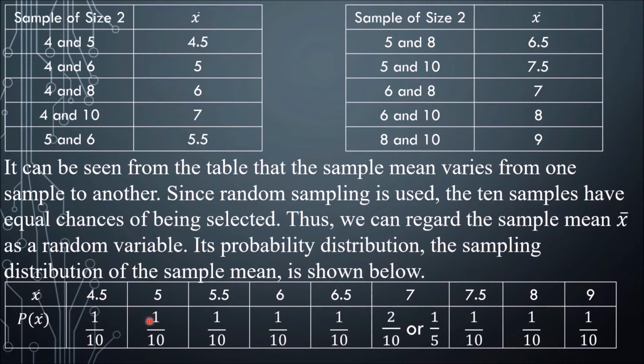So all the possible means, we have 4.5, 5, up to 9. Now, as you can see, there's only one 4.5, so 1 out of 10. There's only one 5, so 1 out of 10. Now, as you can see here, for 7, there are 2 7s. This one, 6 and 8, and then 4 and 10. The mean is 7. So there are 2 7s, so 2 out of 10, or 1 over 5. So this is what we call the sampling distribution of the sample mean.